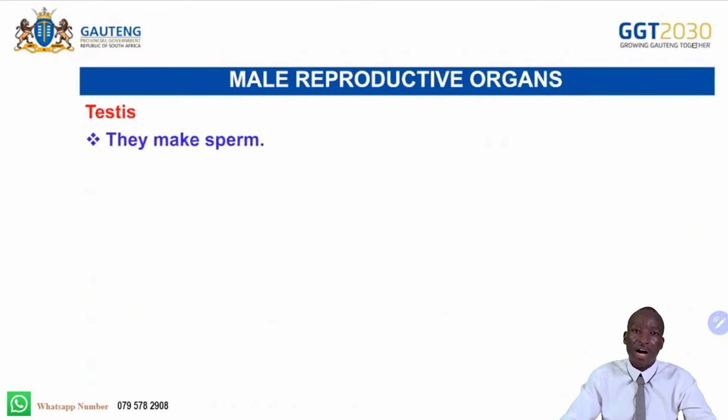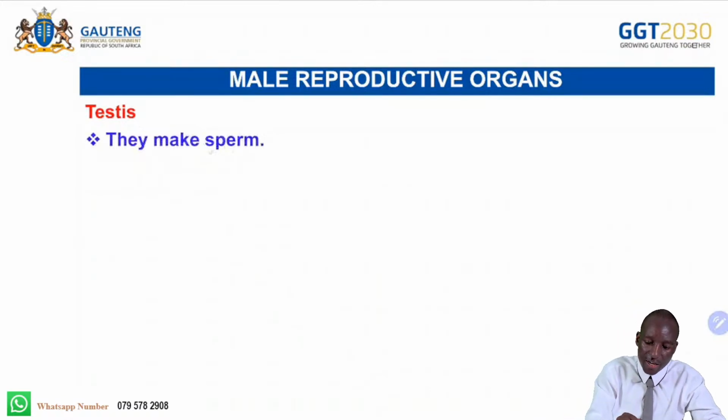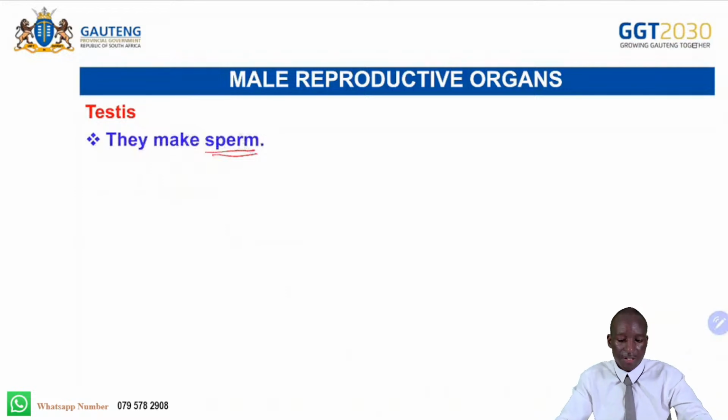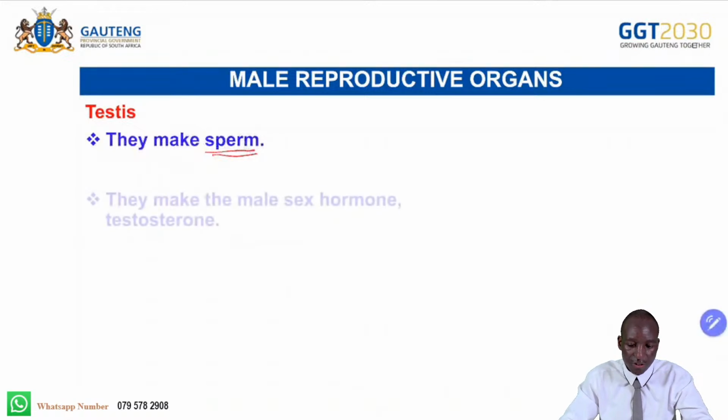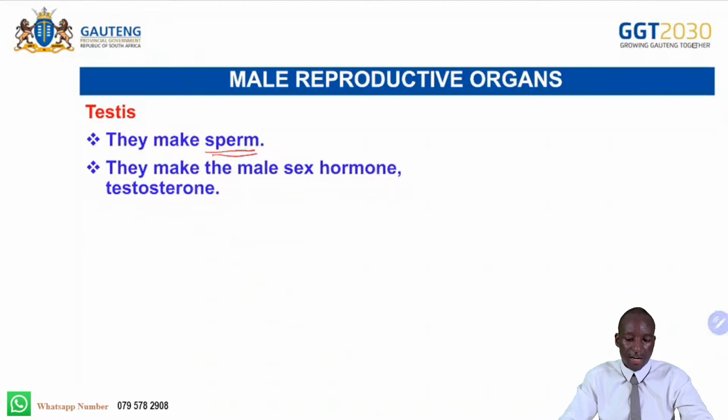This one is the one which is responsible for production of sperm. So the testis make sperm, right? These are the ones which are passed over to the females during copulation, right? The testis also make the male sex hormone, which is called testosterone, right? This one is also a very, very important hormone because it is the one which is responsible for all the secondary sexual characteristics in males, right?